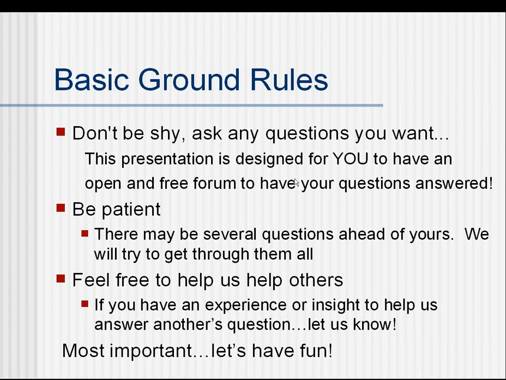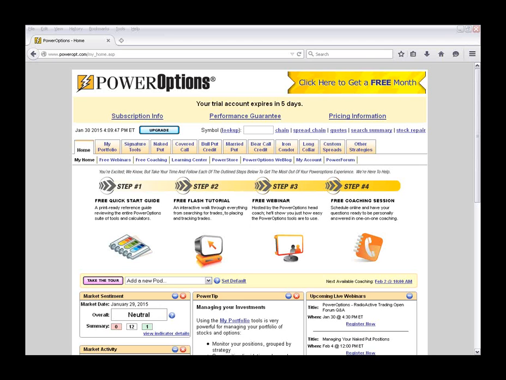All right, well, that being said, let's navigate over to the Power Options suite of tools. I did have a question that came in via email prior to the presentation starting. Of course, the question was related to when I'm in a covered call position or an option strategy position, how do I know when to adjust the position? How do I know when to roll or make an adjustment on the position?